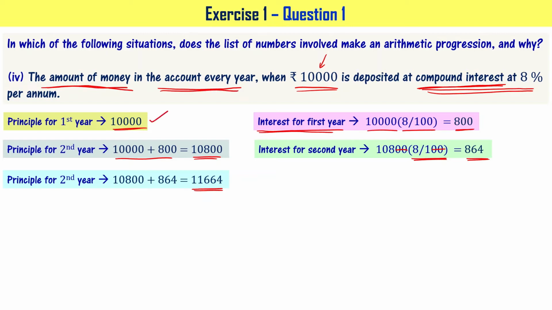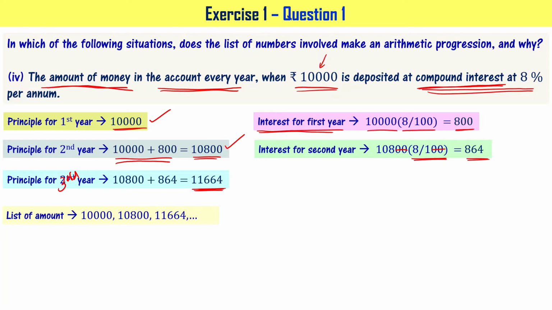Now look at this amount of money in the account every year. First year it is 10,000. Of course, at the end of the year they calculate and simply add to your account, right? So the amount present in the second year is going to be 10,800. The amount you have for the third year is going to be 11,664, right? So let me write the list. The list of amounts is going to be 10,000, 10,800, 11,664 and so on, right?